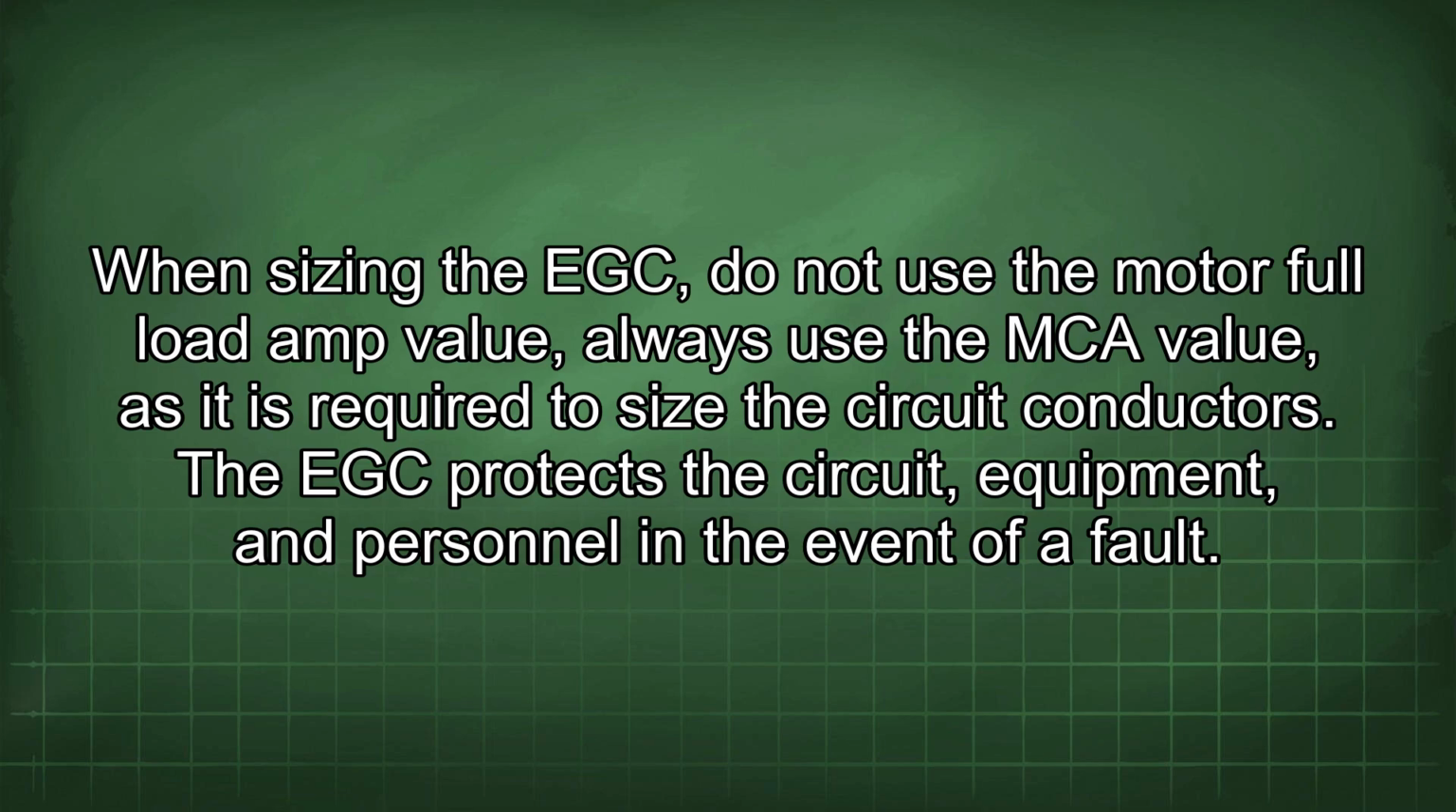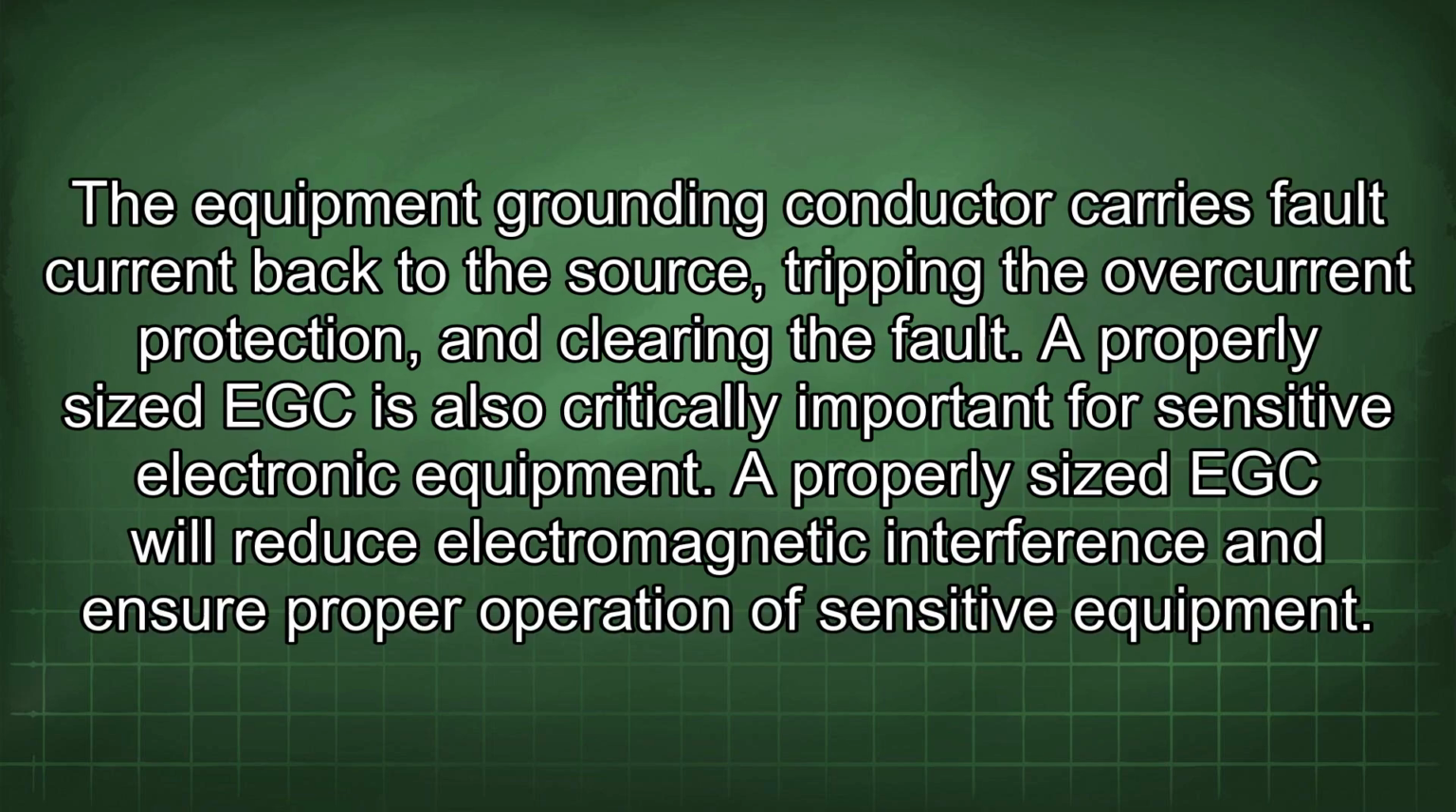The EGC protects the circuit equipment and personnel in the event of a fault. The equipment grounding conductor carries fault current back to the source, tripping the overcurrent protection and clearing the fault. A properly sized EGC is also critically important for sensitive electronic equipment. A properly sized EGC will reduce electromagnetic interference and ensure proper operation of sensitive equipment.